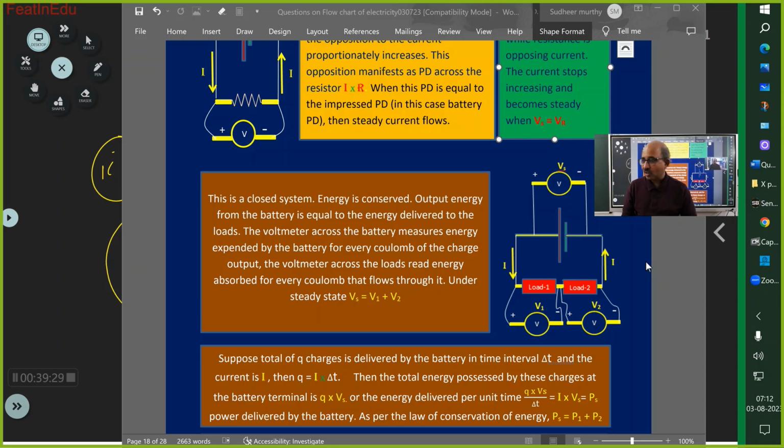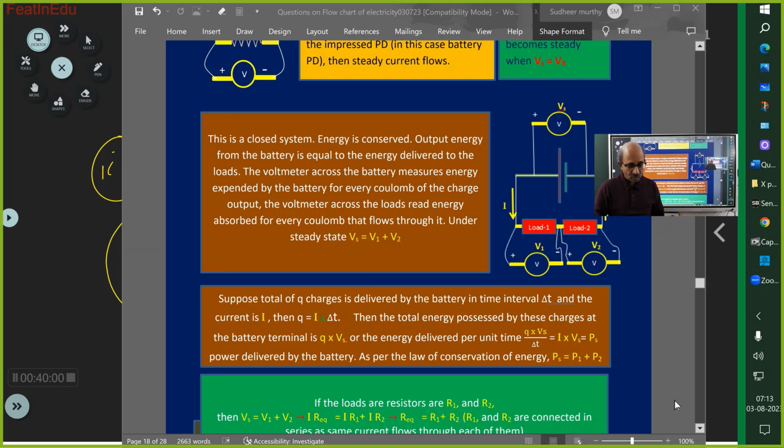So you understood V is equal to V1 plus V2. If there are 3 loads, each load will take so much energy, and you go on adding that energy. Law of conservation of energy: energy is conserved. Whatever energy comes out of the battery is conserved, and that is taken away by the loads. Now, I suppose this is clear. Yes, sir. Okay, done.